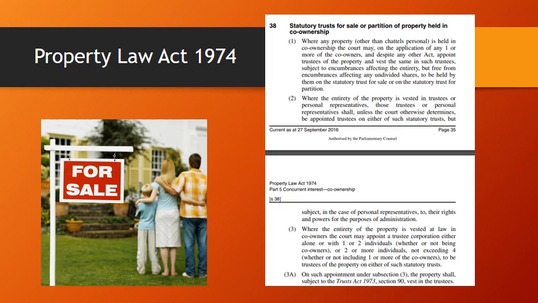So in section 38, a person that is a co-owner, whether they're a joint tenant or a tenant in common, can actually apply to the court for the appointment of trustees. So the appointment of a statutory trustee to basically sell the property on behalf of the co-owners and then account to them for their respective shares. So it's a way of getting out of the co-ownership arrangement where one person in the co-ownership is potentially disagreeable to selling the property.